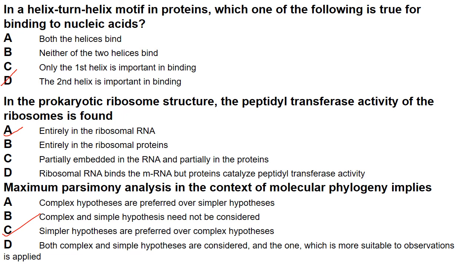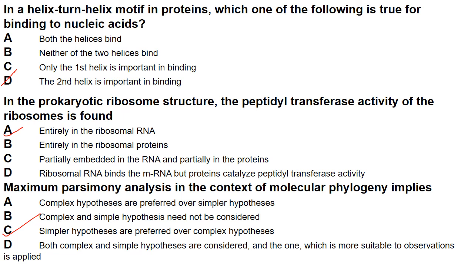So they have asked in helix turn helix motif in protein, which one of the following is true for binding to nucleic acid. Now sequence specific DNA binding, it is mediated by recognition helix, that is the second helix or helix 3.